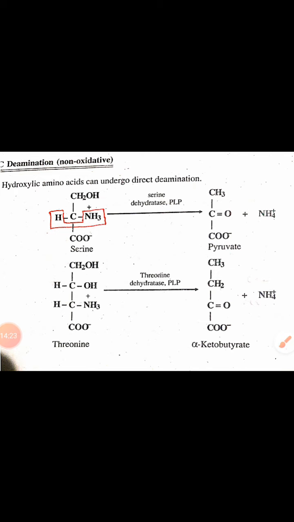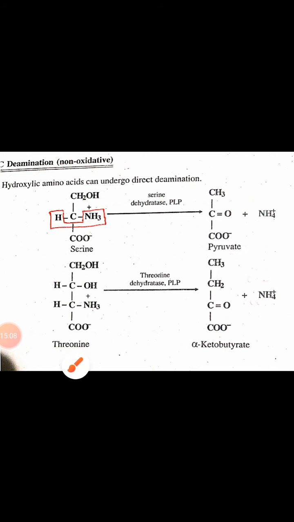Moving on to non-oxidative deamination, this is seen majorly in hydroxylic amino acids. I have told you, hydroxylic amino acids: CH2OH. If the R group is CH2OH, it is a hydroxylic amino acid. Serine is a very easy example. So if you are going to remove ammonia, and here you are not using serine dehydrogenase because this is non-oxidative, and NAD doesn't get converted to NADH plus H plus. Serine dehydratase, of course PLP you are going to use as a coenzyme, and ammonia comes out, and the product you get is CO minus, C double bond O, CH3, which is nothing but pyruvate.